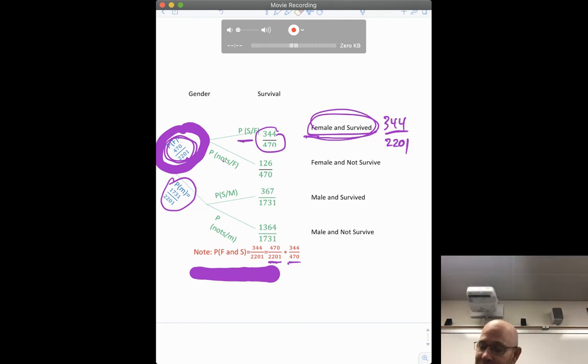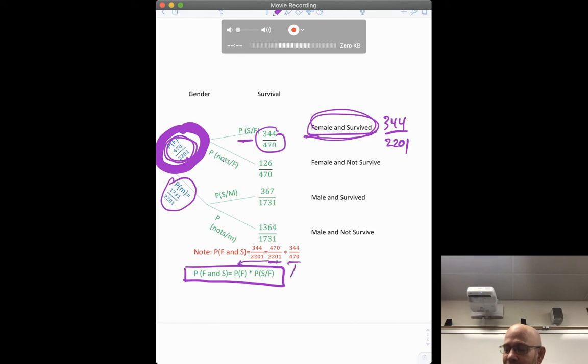Hence, we have a formula. The formula for the probability of, in this case, female and survive, we'll call it A and B in just a second, is you take that 470 over 2201, which is the probability of being female, and you multiply it by the probability of surviving given that you're female. So that's kind of a formula. Now, granted, if we're in a box or a chart, you don't need this formula. Just go look at that chart and find that 344 over 2201. But if you're just given these numbers in context, that formula is going to do it.